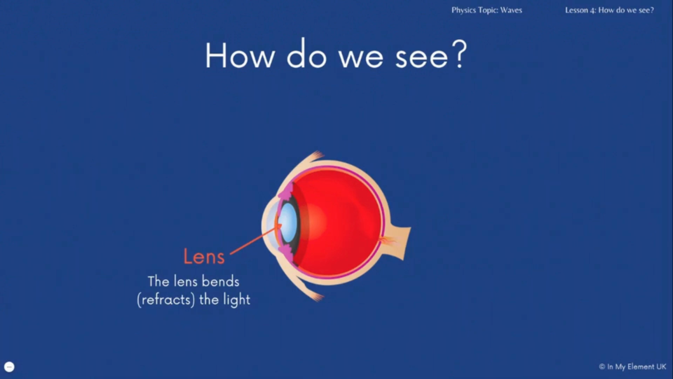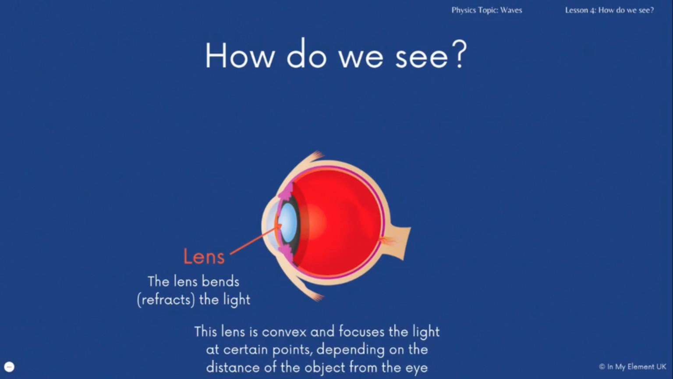So when the light passes through the lens, it bends. We talked about in the previous lesson refraction. So it's the same principle when it's passing through this lens, the light is refracted. Like I already mentioned, that lens is convex. What it does is it focuses the light at a certain point. That point will vary depending on the distance of the object from the eye and the lens, but it will focus it.